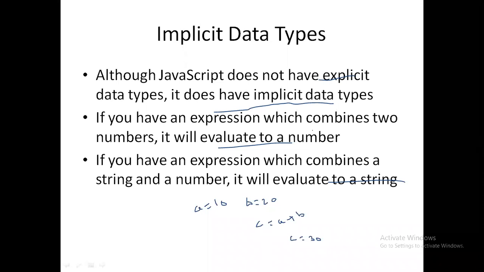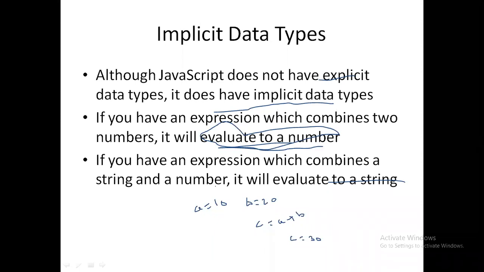So it says that if you combine both numbers, so I'm combining them using some arithmetic operators. So what will the result be for me? I'm getting this particular evaluated number, so I'll get the output as a number only.